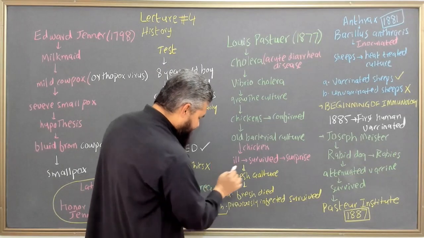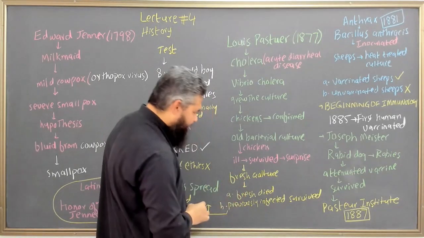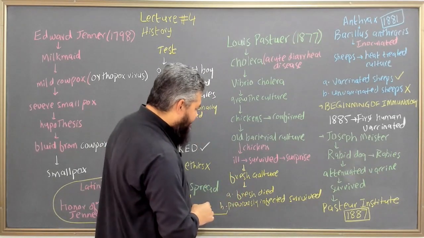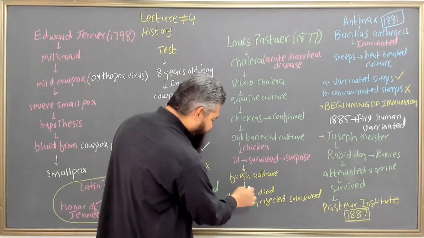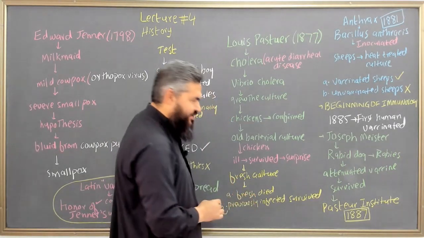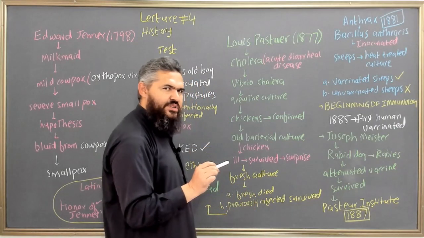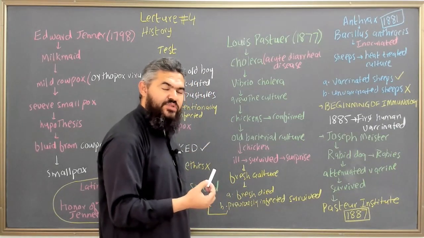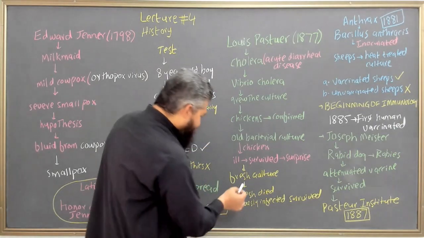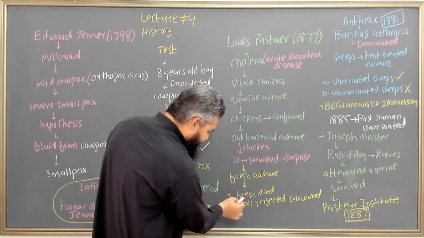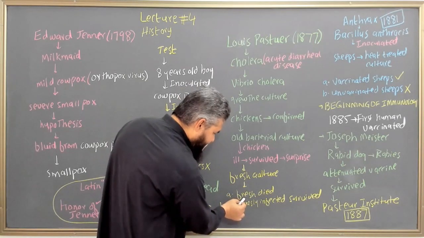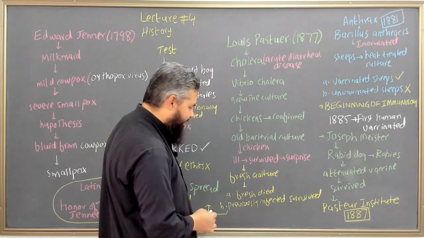The first experiment that he did with these fresh cultures was that he inoculated them into fresh chickens. By that I mean that those particular chickens had never been inoculated with Vibrio cholerae. So when this fresh culture was inoculated into the fresh chickens, all of the fresh chickens died.